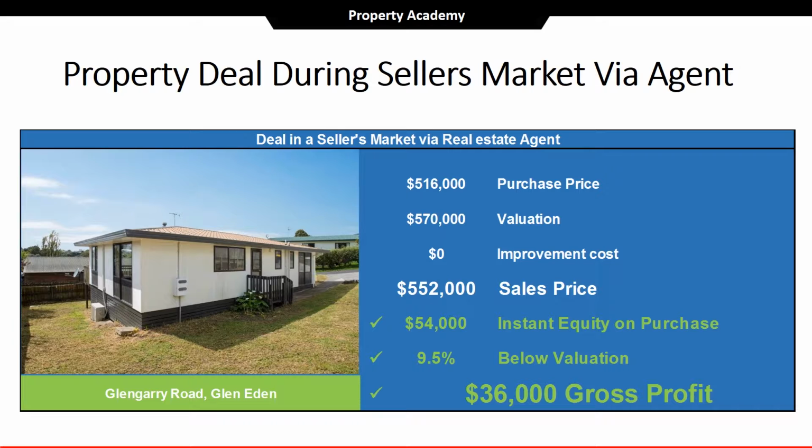It didn't take a lot of effort for me to find another buyer, and that buyer obviously saw the value in buying it at 552 because he was also making instant equity of about $18,000 as well. So he was also very happy. So guys, that's just an example of a deal on an open forum through a real estate agent, and a deal that I've done in a seller's market. So it gives you a good idea.